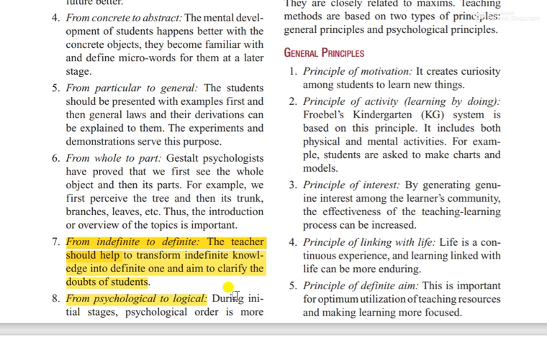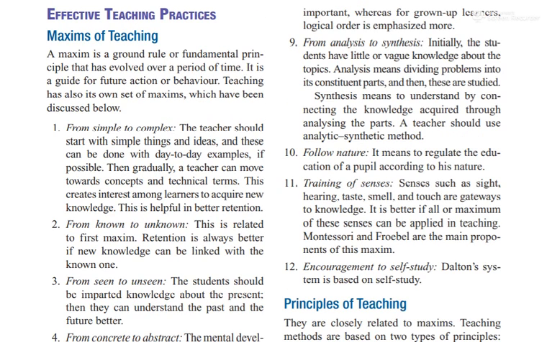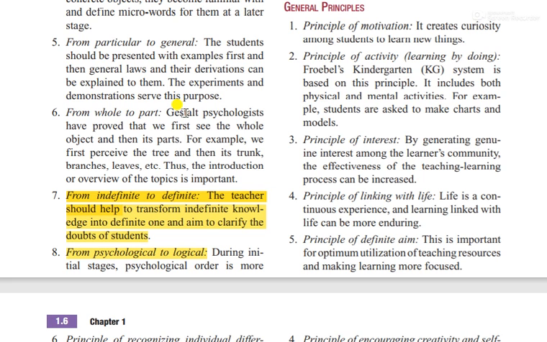During the initial stages, psychological order is more important, whereas for grown up learners, logical order is emphasized. So instead of directly going to the logic, we should play with the psychology of the students. For example, brainstorming sessions are all about the psychological. Psychological to logical can be done by discussion with the student.